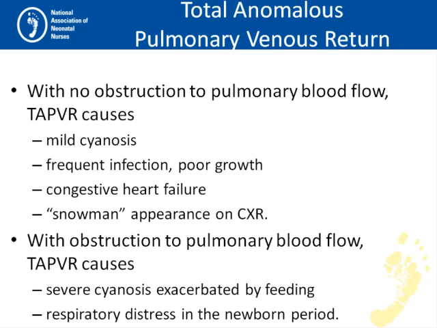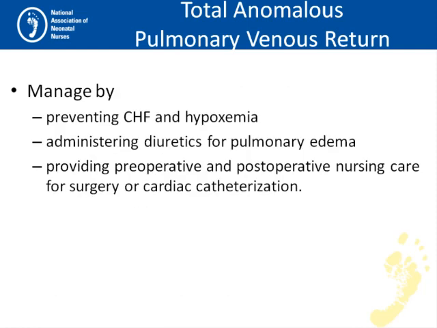With obstruction to pulmonary blood flow, TAPVR causes severe cyanosis exacerbated by feeding and respiratory distress in the newborn period. We manage this by preventing congestive heart failure and hypoxemia, administering diuretics for pulmonary edema, and providing preoperative and postoperative nursing care. Cardiac catheterization with balloon atrial septostomy promotes better mixing of blood.